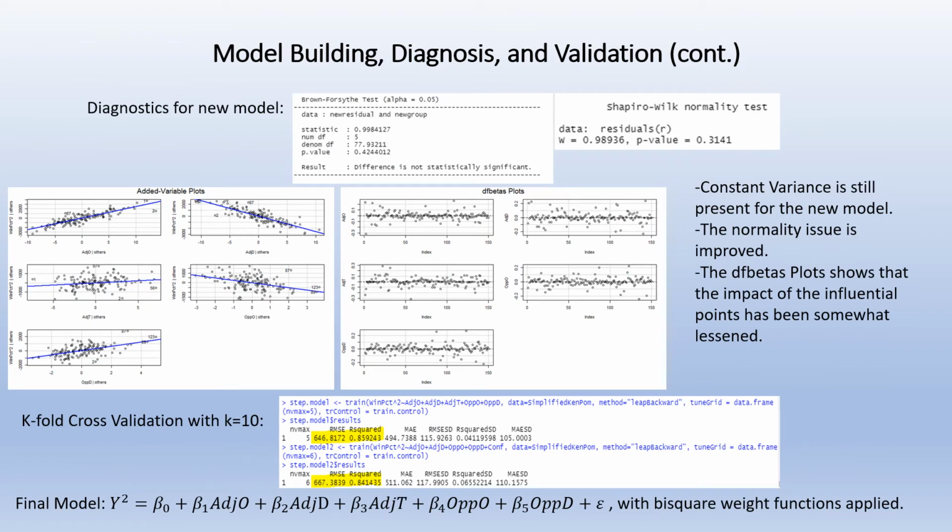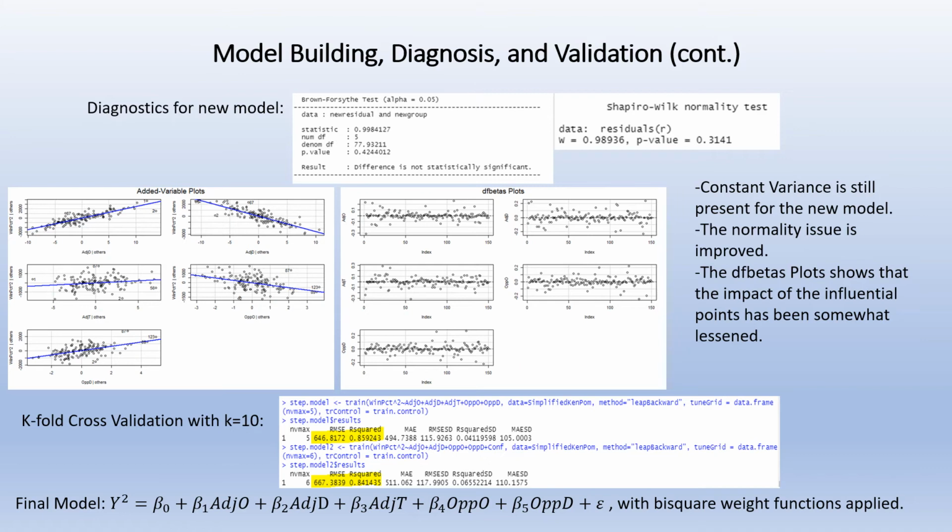So after the remedial measures were taken, I decided to run another diagnostic test on the model. The Brown-Forsythe test, which tested for constant variance, still looks good. Now the Shapiro-Wilk test, which showed that normality was an issue last time, found that the p-value is now greater than R's default alpha of 0.05, meaning that the non-normality issue seems to have fixed itself once the model was transformed from y to y squared.